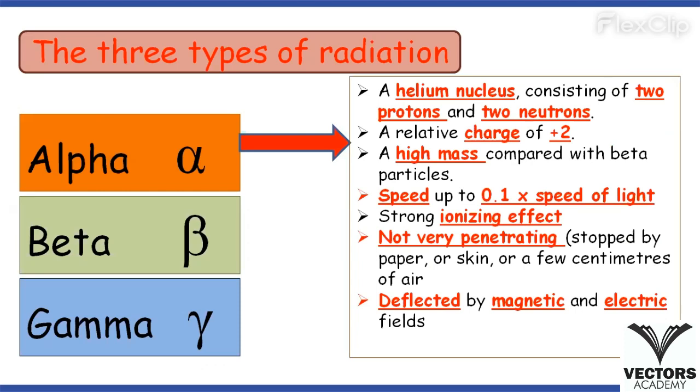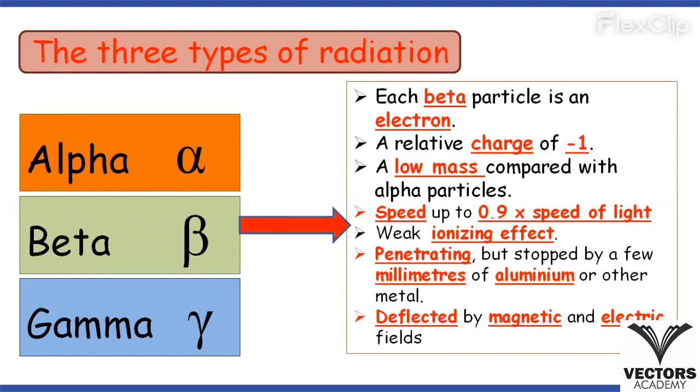Now, what is an alpha particle? A helium nucleus consisting of two protons and two neutrons. The relative charge of an alpha particle is +2. It has a very high mass compared with a beta particle. The speed is 0.1 times the speed of light. It has a very strong ionizing effect. It is not very penetrating. It can be stopped by paper, skin, or a few centimeters of air. It is deflected by both magnetic and electric fields.